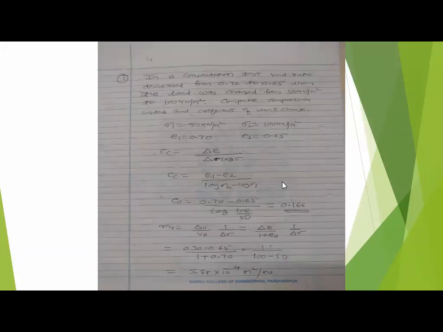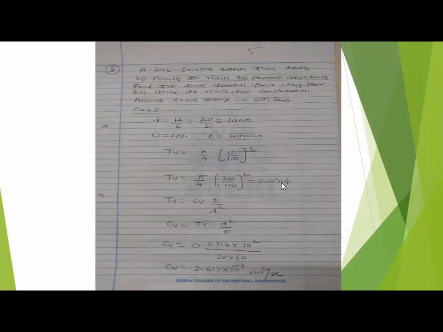Okay. So now coming to the second question. This question is very, very, very important. Take down this question. A soil sample is there. It is 20 mm thick. Remember, I said that this question came in the MCQ. A soil sample 20 mm thick takes 20 minutes to reach 20% consolidation. Everything is 20.